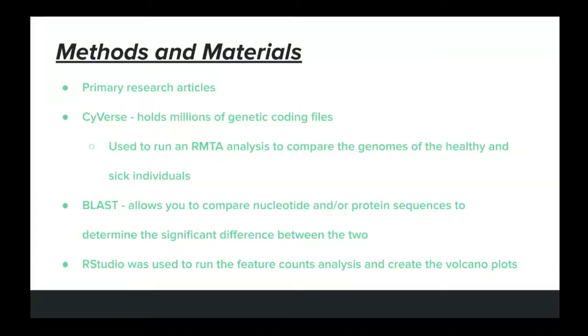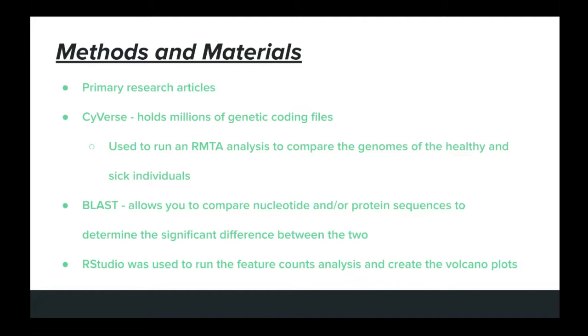So for methods and materials, we looked at a lot of primary research articles, and that was to view general information about the two diseases and to find the SRA for the analysis. Cyverse is an online platform that holds millions of genetic coding files, and we used Cyverse to run an RMTA analysis to compare the genomes of the healthy and the sick individuals. And the RMTA analysis was a way of quickly processing the RNA data.